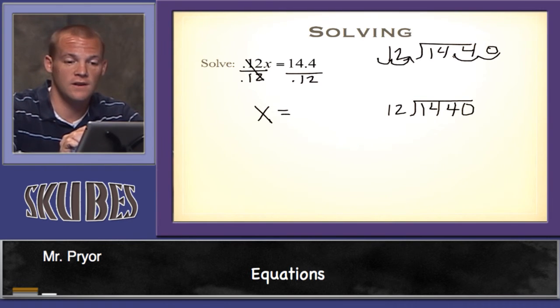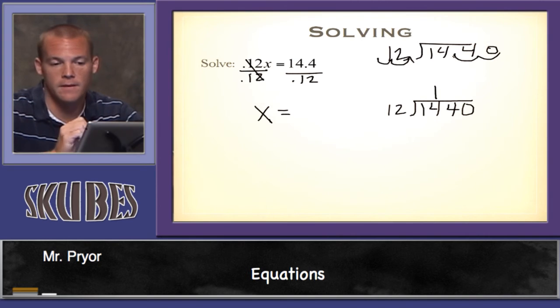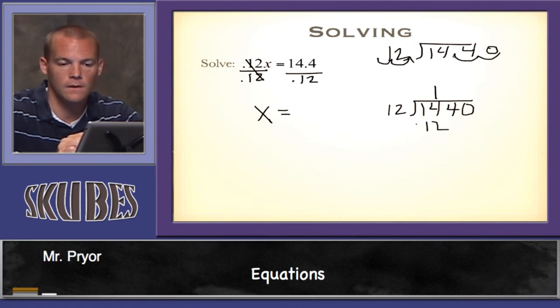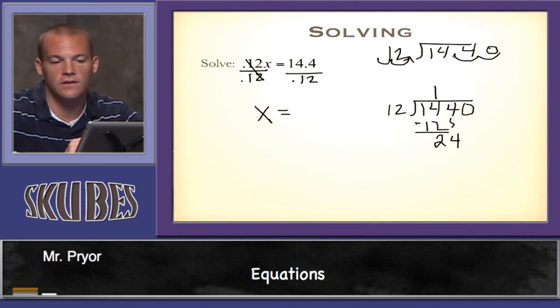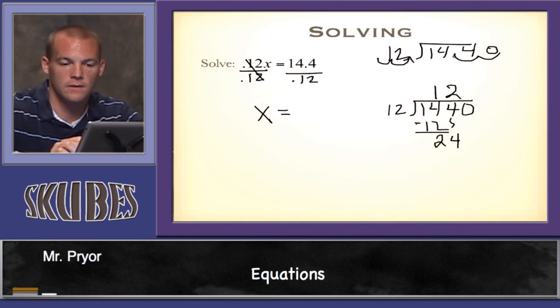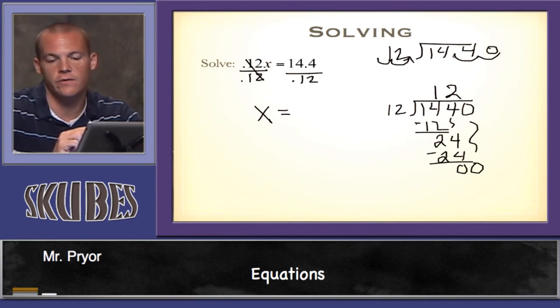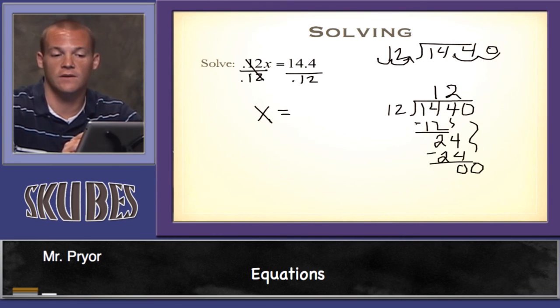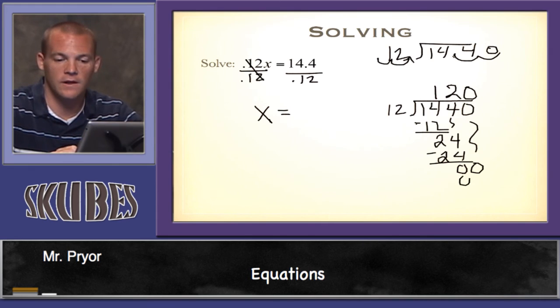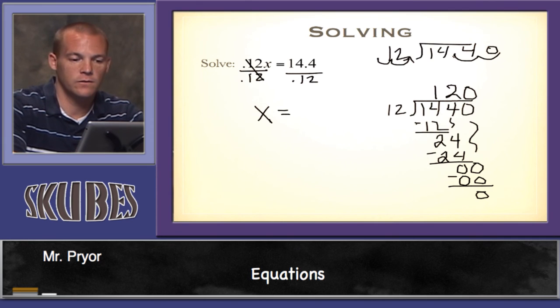So 12 goes into 14 one time. Put the 1 right above the 4. All right, and then subtracting there, you'll end up with 2. Bring down your 4. 12 goes into 24 2 times. And you get 0 left over. However, you still have one more value, that 0 out there. We can't forget about it, so we still have to continue dividing. 12 goes into 0 0 times, and this will actually work out nice and even for us. So your answer to this one would be 120.